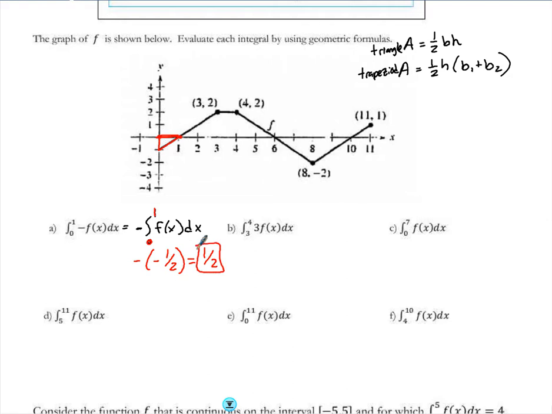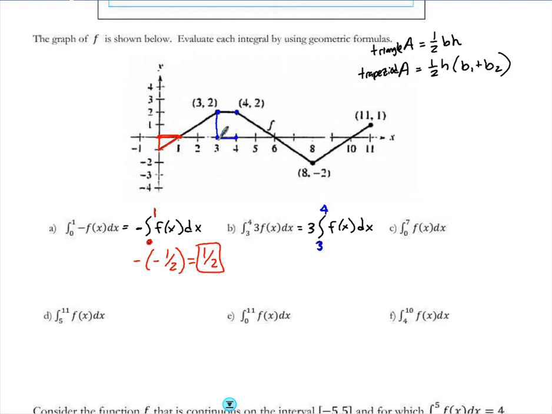Now we're going to look at from 3 to 4 of 3f of x. Again, we can always take a constant out in front, so let's remove that out to the front of it. And when I'm looking at the function f of x from 3 to 4, it's going to take me from here, 3 to 4. So when I look at this function on this interval, it looks like I just have a rectangle.